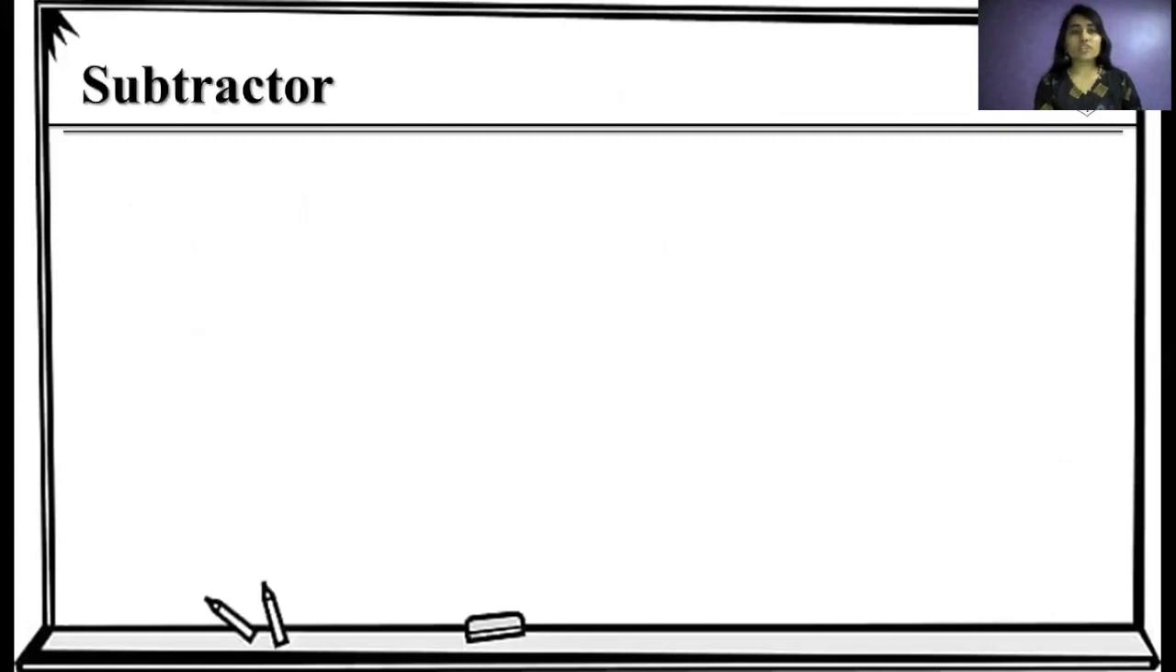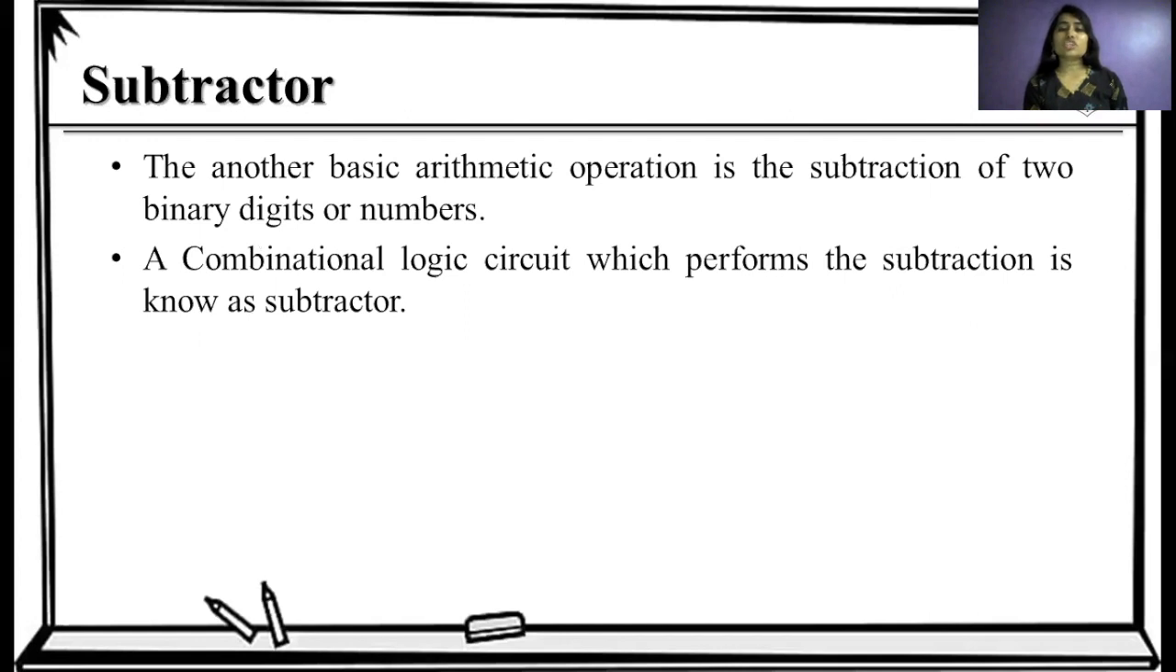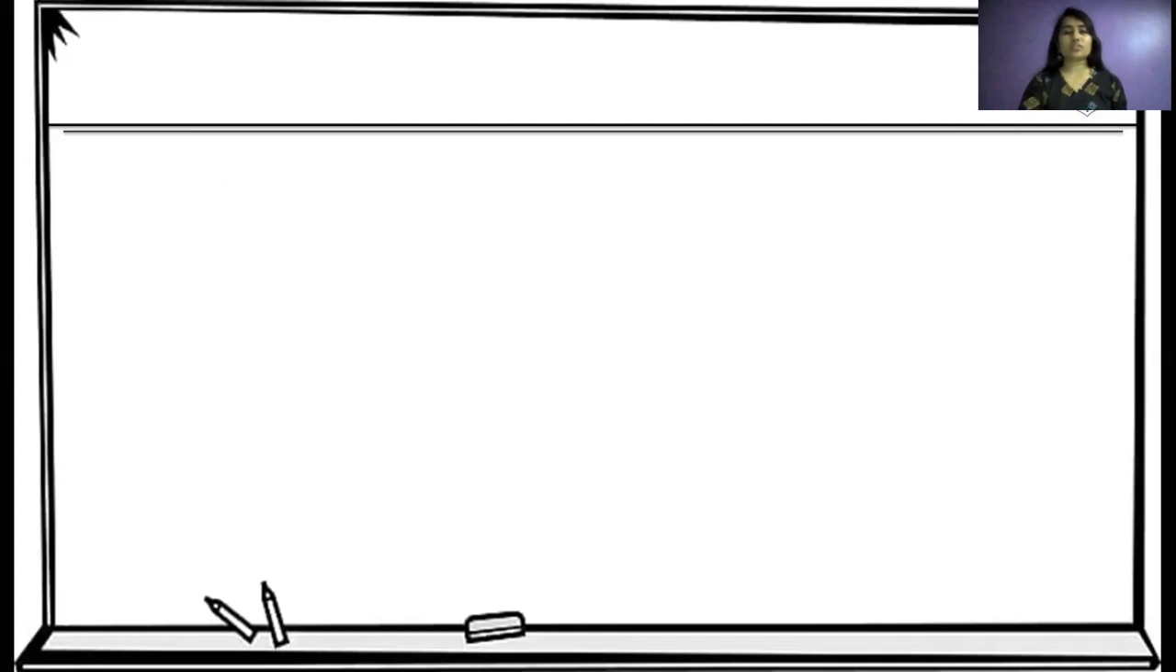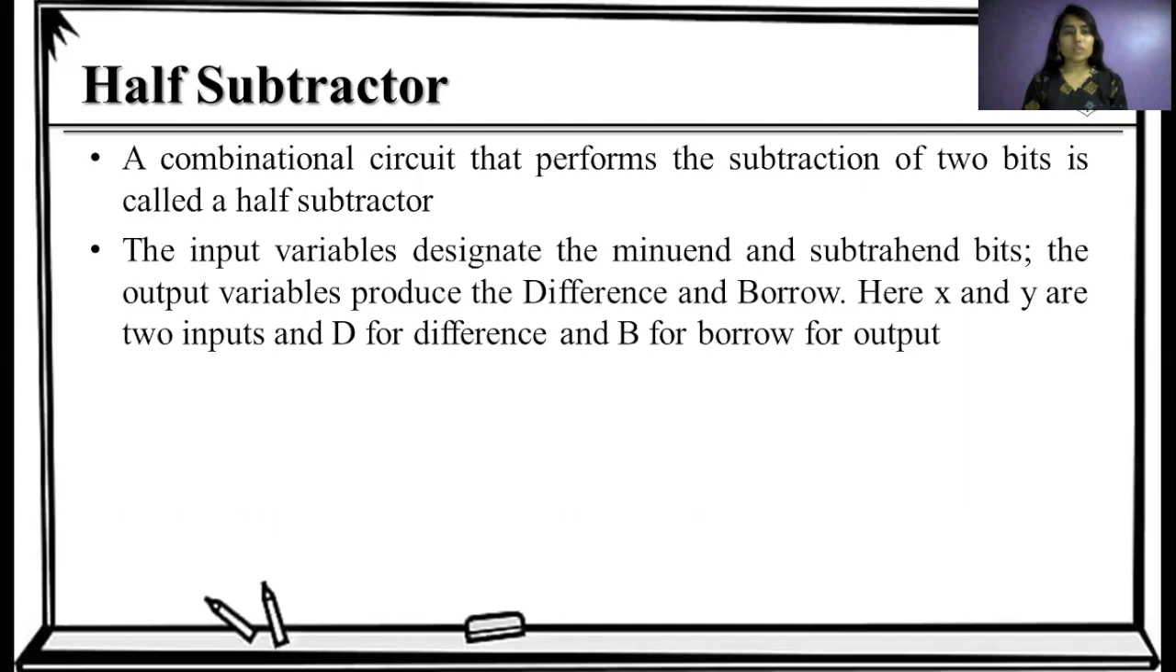Now subtractor. Another basic arithmetic operation is the subtraction of two binary digits or numbers. A combinational logic circuit which performs the subtraction is known as a subtractor. So again we have a half subtractor and a full subtractor. A combinational circuit that performs the subtraction of two bits is called a half subtractor. The input variables designate the minuend and subtrahend bits. The output variables produce the difference and borrow.